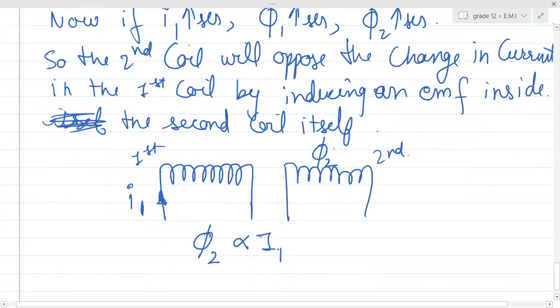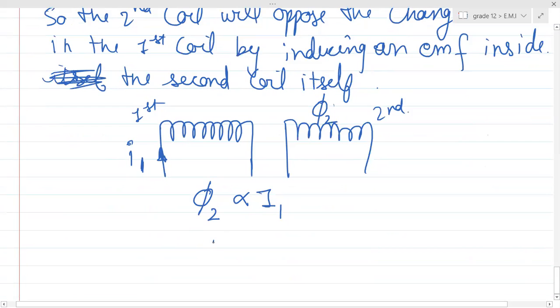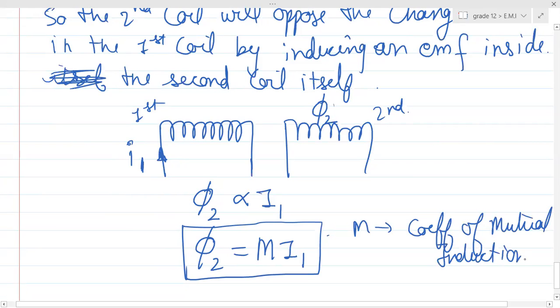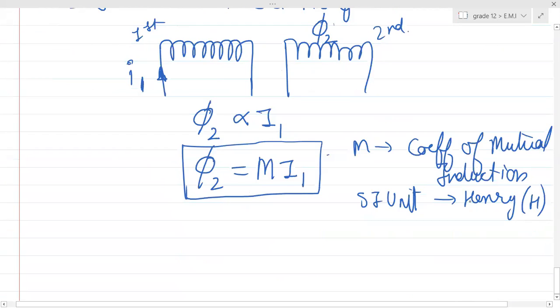Okay. And when you remove the sign of proportionality, you introduce a constant, but this constant won't be equal to L because L was self induction. This constant is basically called the coefficient of mutual induction, where M is called the coefficient of mutual induction. The SI unit is again the same as that of L, and the dimensional formula, everything is the same.